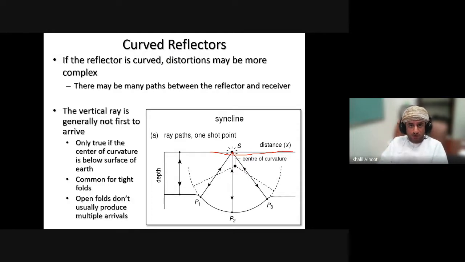And in normal move out, we are removing everything or moving everything to zero offset. We are removing the part where the offset between source and receiver is non-zero. Seismic sections are all moved to zero offset sections. So this is a source and receiver. There are 3 points where this energy perpendicularly hits the interface. 1, 2, 3.